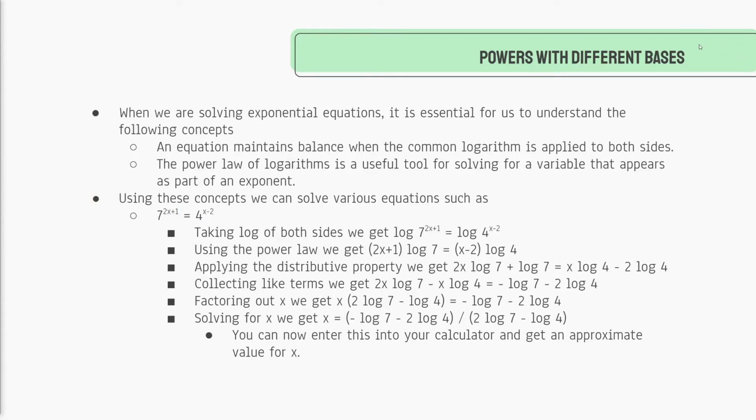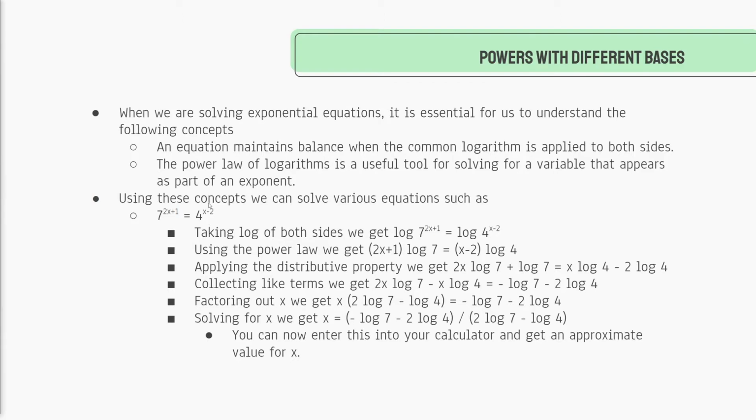So now, knowing these two things, let's try to solve this equation. This equation here is actually coming from question 4.4D from your textbook. So luckily for you, I won't be assigning this one. So this is the equation we have here. 7 to the power of 2x plus 1 is equal to 4 to the power of x minus 2.